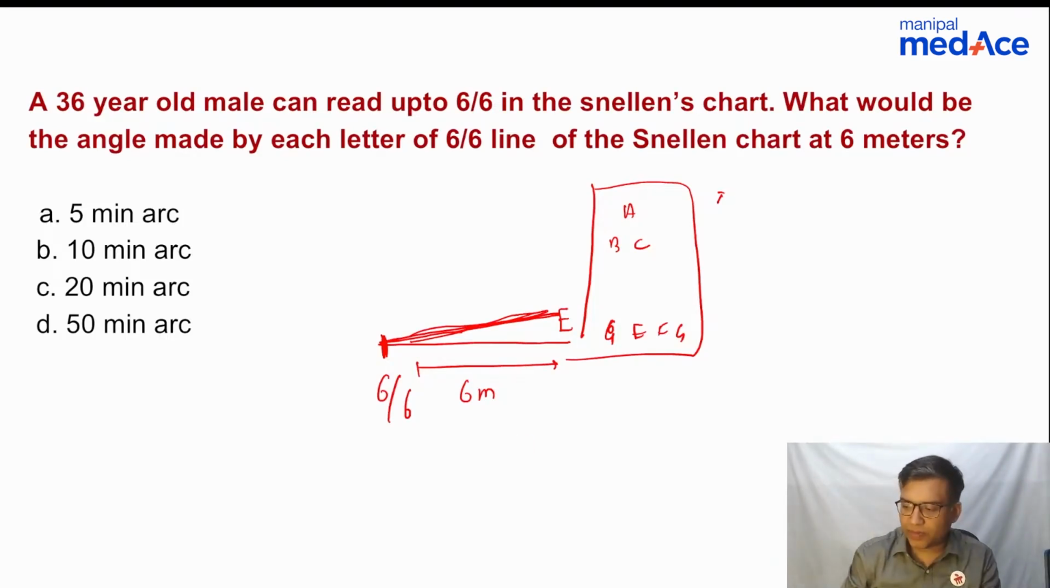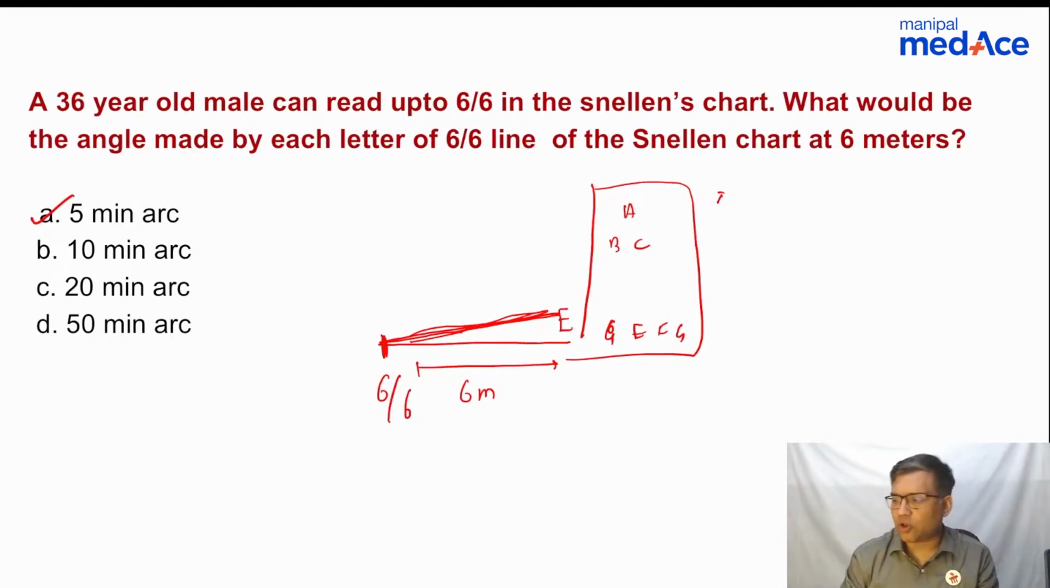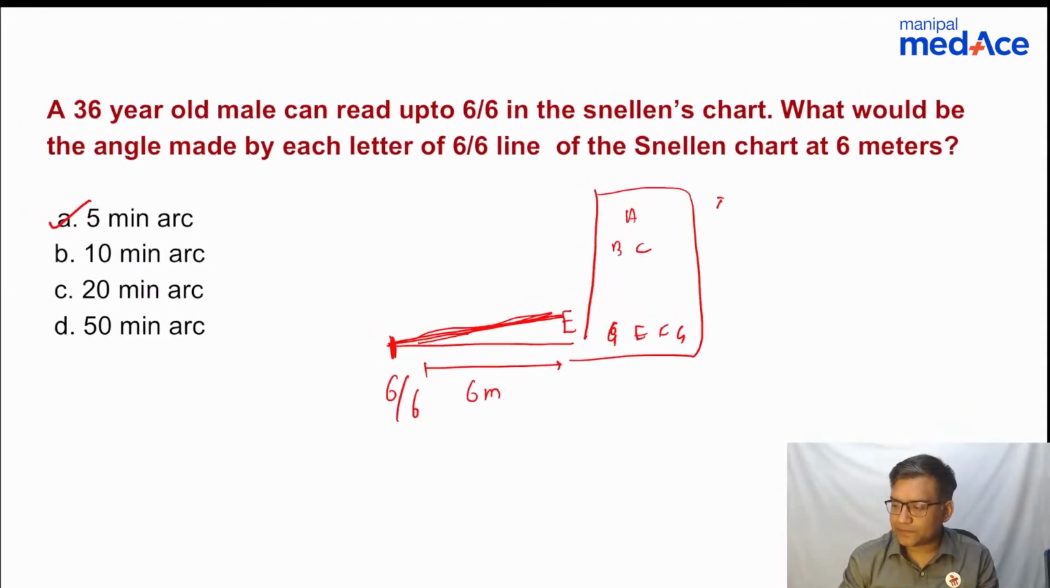So the answer here would be A, that is 5 minutes of arc. So before I explain the answer, let's go to the concept of Snellen's chart.